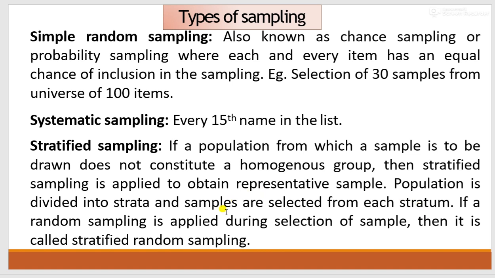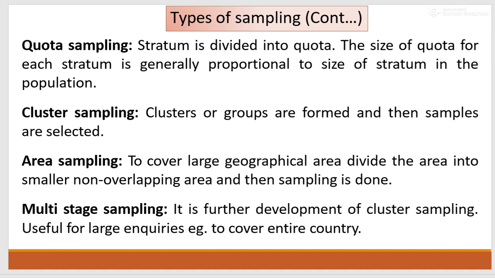Once you have formed the strata, from each stratum, when you are selecting a sample, if you are applying random sampling, then it is called stratified random sampling. Next is quota sampling.